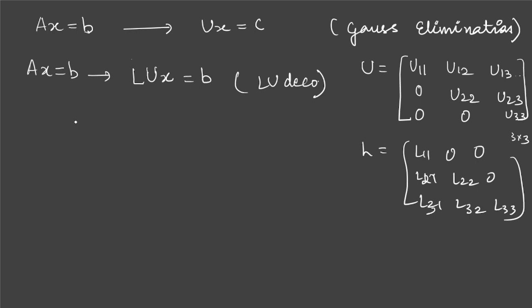And the identity matrix you already know. This is 1 0 0, then 0 1 0, 0 0 1. We don't have to talk too much about it, because everybody knows about the identity matrix.